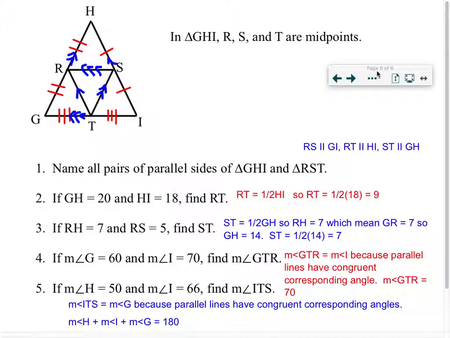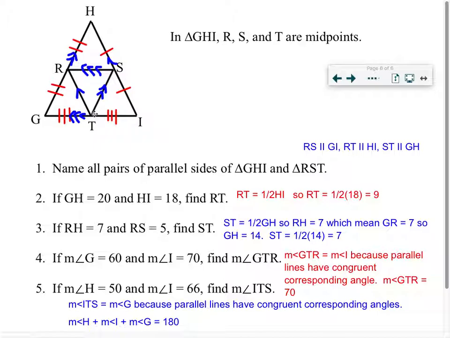Okay, the answers, a lot of work here. So you'll see I marked all the midpoints with my red, and then I also marked what was parallel with the blue arrows, because if it's a mid-segment, it's parallel to the third side. So naming all the parallel sides, I think you can see that, RS and GI, because RS is the mid-segment and GI is that third side, the side it's not connecting, and you can check your answers there. In number 2, they tell us GH is 20. So here's GH over here, and HI is 18. And they want us to find RT.